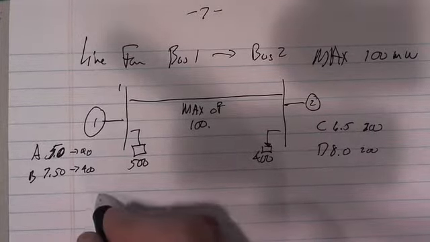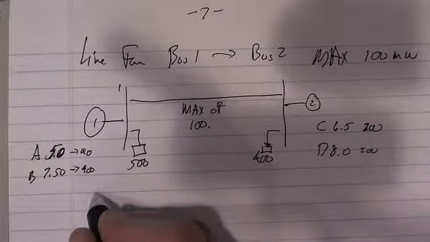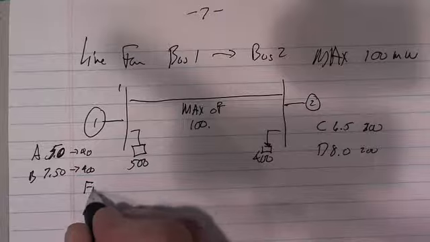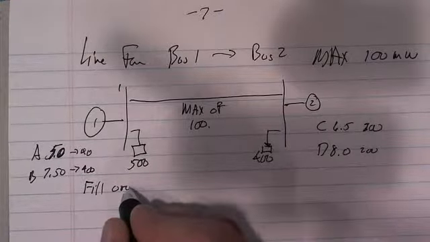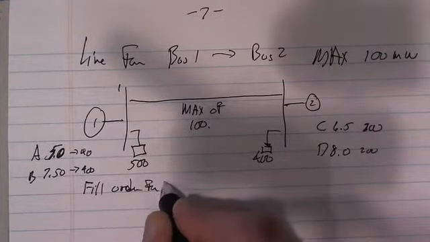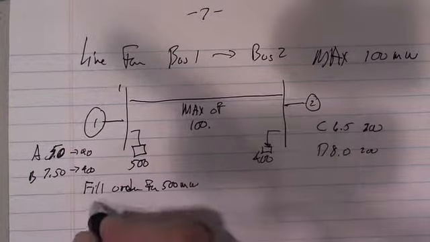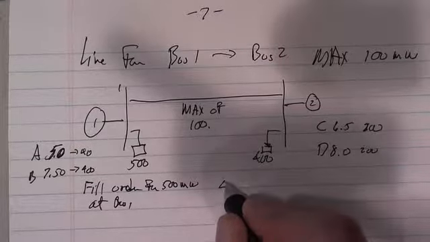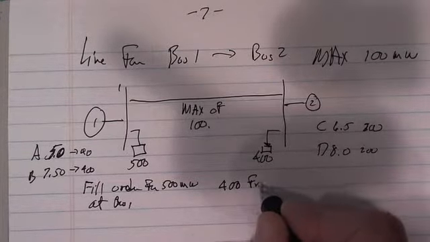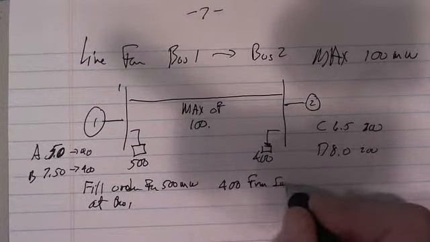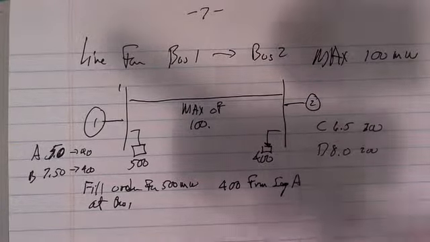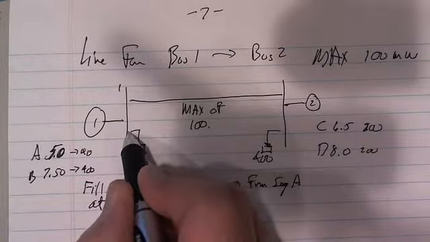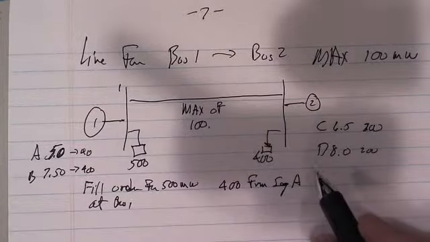So I'll start out and I'll say, okay, I'm gonna fill the order for the 500 megawatts at bus 1. And I'm going to start out, I'm going to say 400 from segment A. I mean, that's easy because I'm just coming from the generator right into the load, and there's nothing on the transmission line.